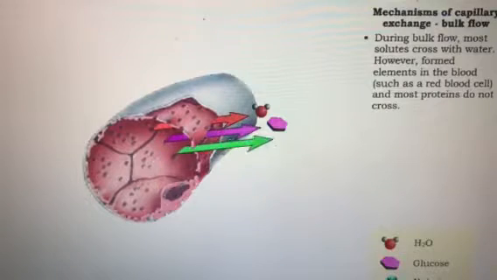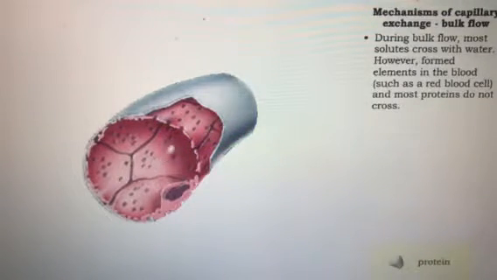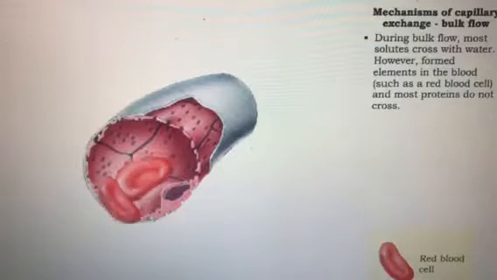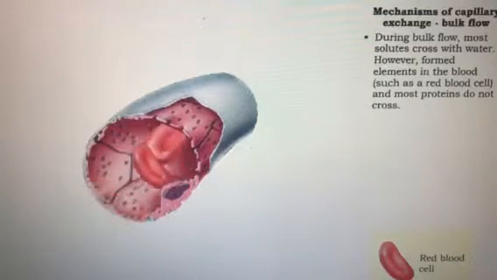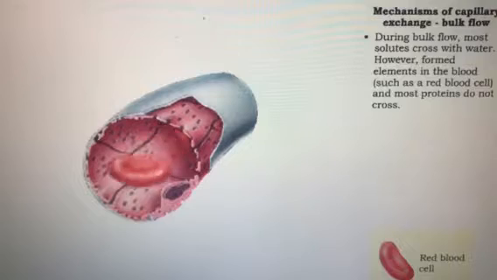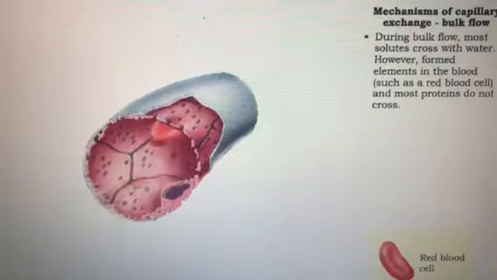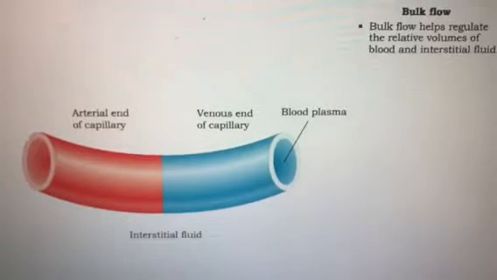However, most larger proteins and formed elements in the blood, such as red blood cells, cannot pass through the fenestrations of the endothelial cell. Bulk flow plays an important role in regulating the relative volumes of blood and interstitial fluid. It does this by balancing specific pressures.